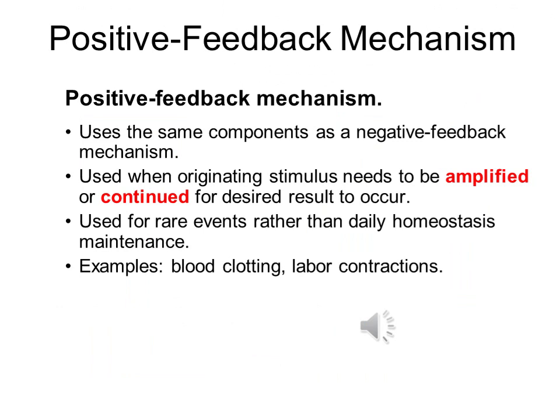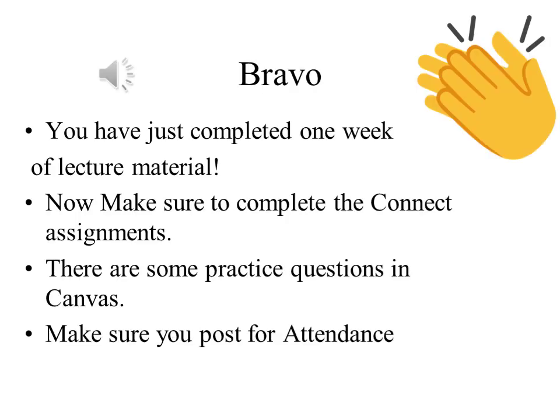Let's take a look at a positive feedback mechanism. It uses the same components as the negative feedback mechanism did, but here we're going to amplify or continue our stimulus. So once we start a stimulus, we want it to be continued on. We don't want to turn it off. This is used for rare events rather than the daily maintenance of homeostasis, and the examples within the human body will be blood clotting and labor contractions.